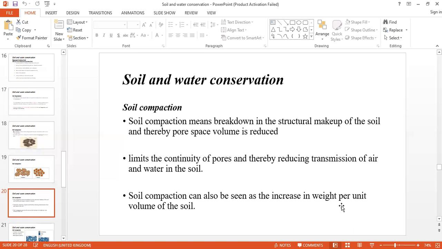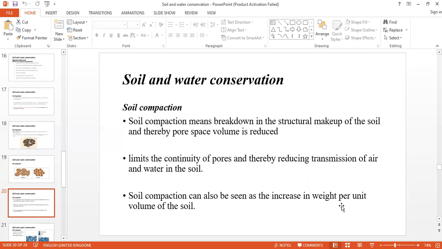So that means if you have a good porosity, you'll be able to grow plants in the soil because there's enough water and enough air. Now we can talk of compaction, which is simply the breakdown of this structure of soil.